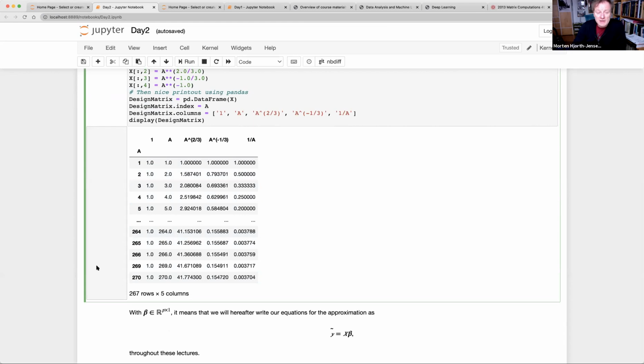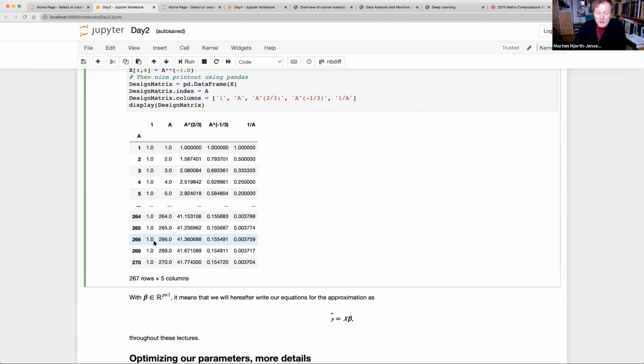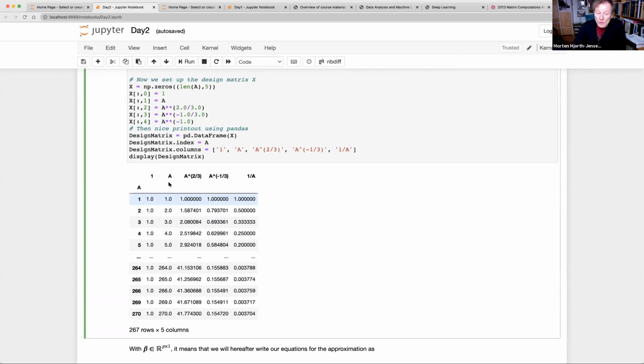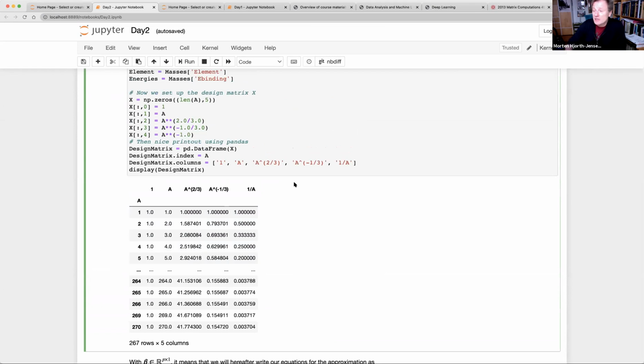In this case, I'm now set. The first column is obviously 1. That's the intercept, which I want to fit. The next one is A to the power of 1, and as you see, that fits well. Then it's A to the power of 2/3, and so on. So this is a simple way by which you would set up the design matrix. As I mentioned on Monday, one of the difficult things is actually to set up the design matrix.